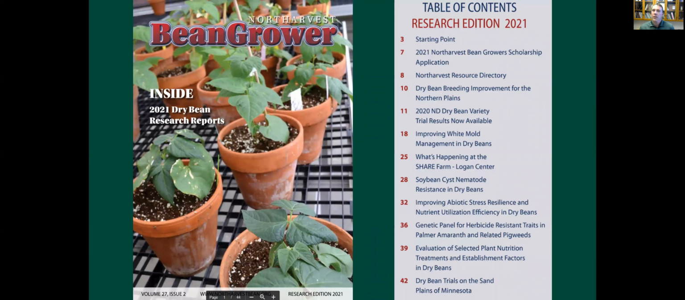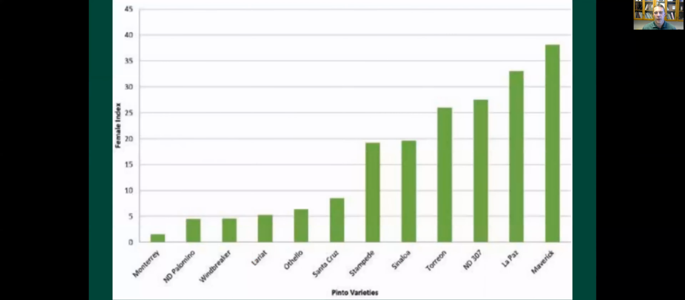So let's go back to the Northarvest Bean Grower Research Edition in 2021. We've got some evaluation on SCN resistance in dry beans. This article on page 28, I'm going to share just one table with you. And I'm sorry this is fuzzy. I couldn't defuzz it, but I think you can see it clearly enough to understand that it's different pinto bean varieties and their susceptibility to SCN.